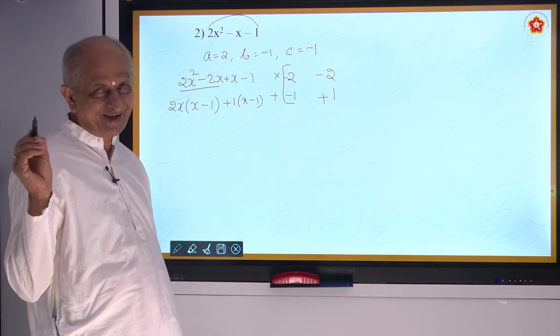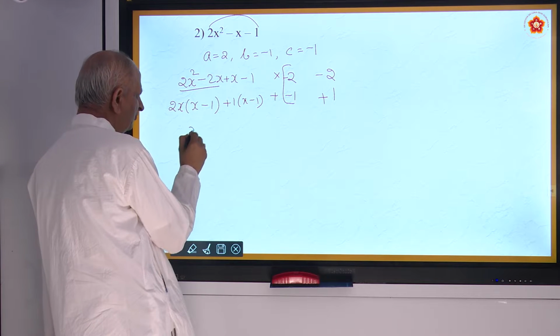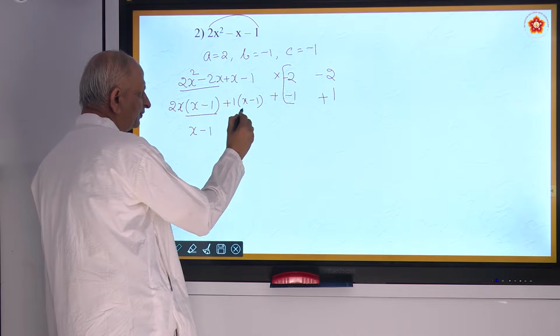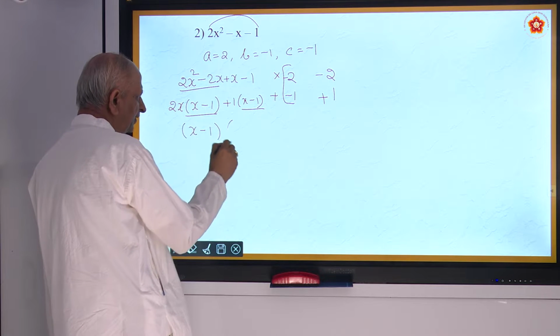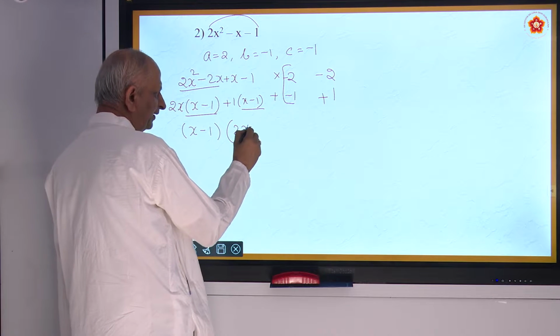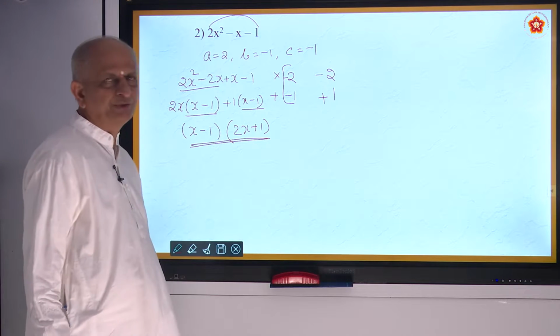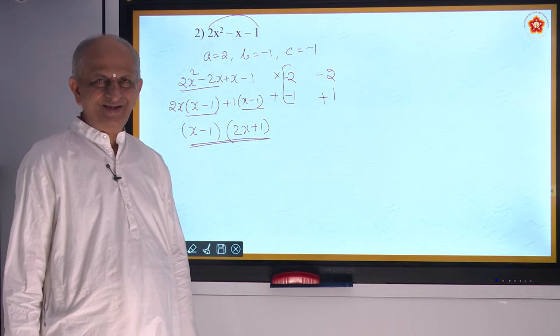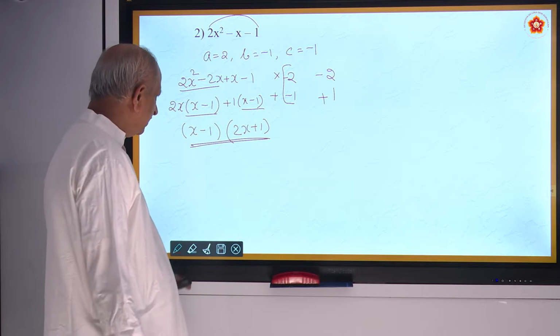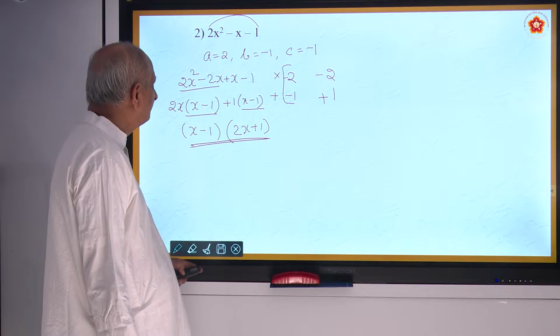1 is understood, okay? Then what is the common here? x minus 1 is common. What is remaining? 2x plus 1. That is the answer. So simple. You got it? Okay. Shall we move on to the next problem?